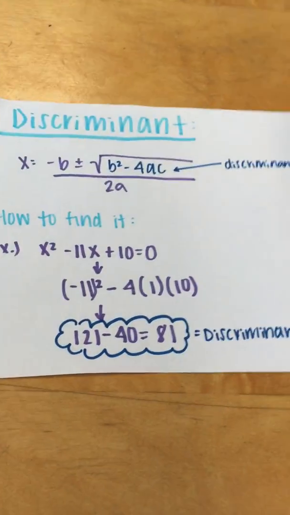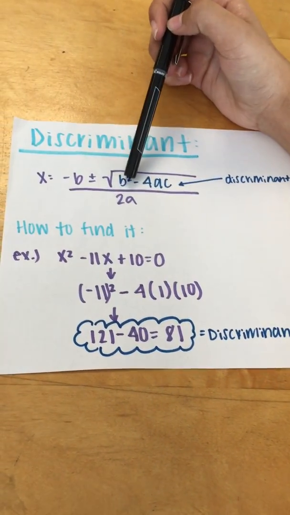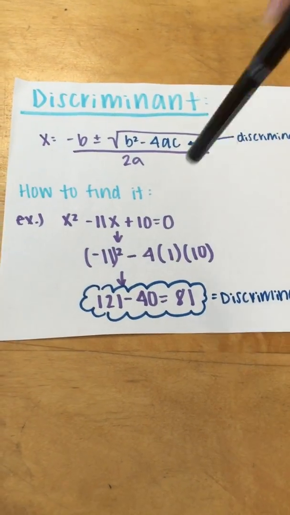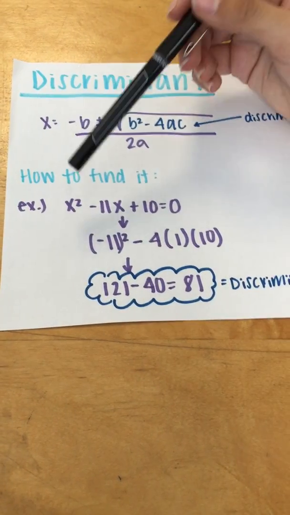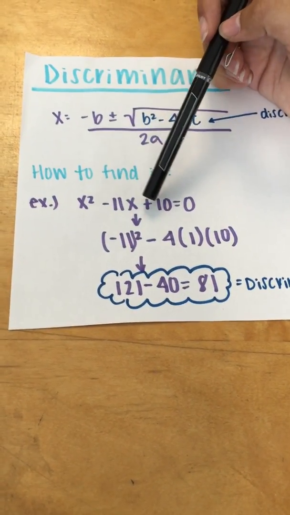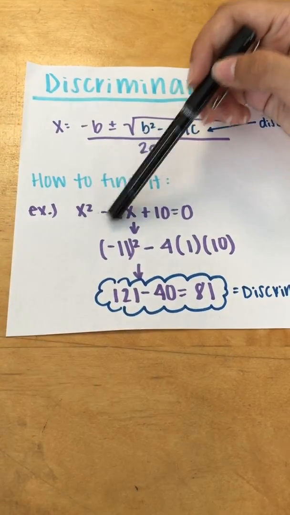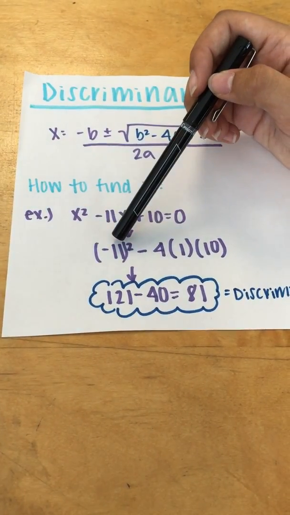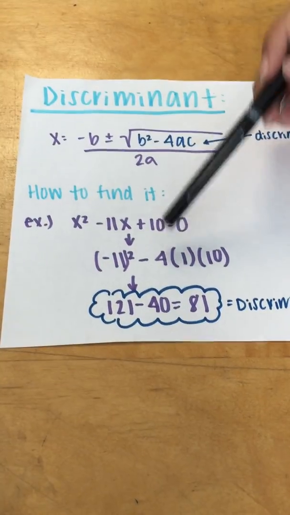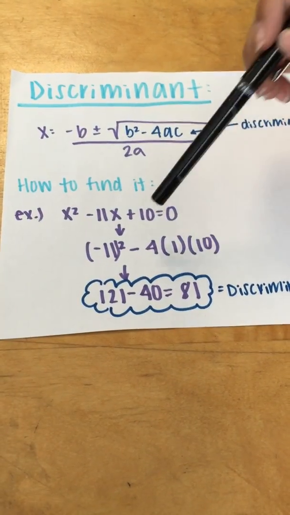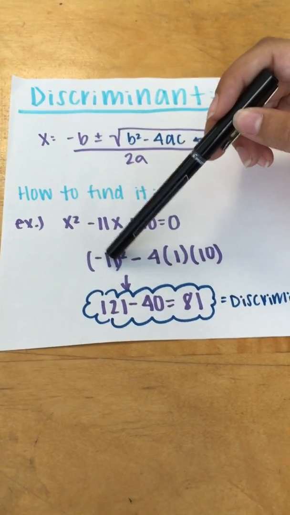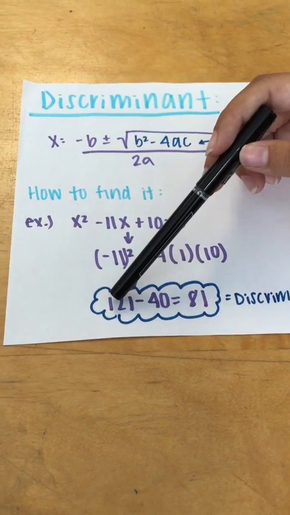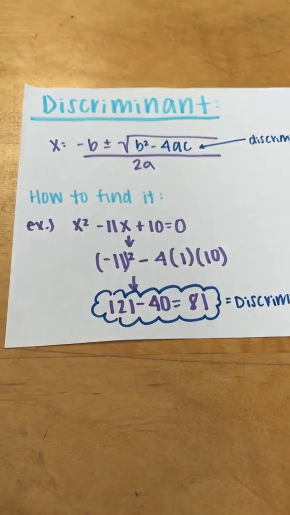Next we have the discriminant, which is the b squared minus 4ac part of the quadratic formula. How you find the discriminant, we have an example. So the example is x squared minus 11x plus 10 equals 0. Since negative 11 is your b, you take negative 11, all of it squared, minus 4 times 1, which is the a, times 10, which is the c. Negative 11 squared is 121, minus 4 times 1 times 10, which is 40. So 121 minus 40 equals 81, which is your discriminant.